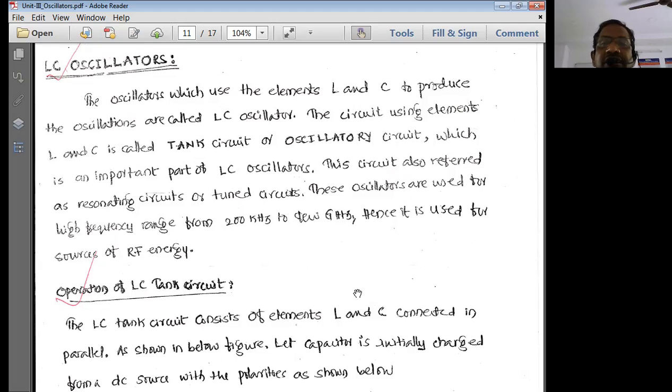Okay. So these oscillators are used for high frequency range from 200 kilohertz to a few gigahertz, and hence can be called RF energy sources. So these sources are going to be RF energy sources at high frequencies, right?